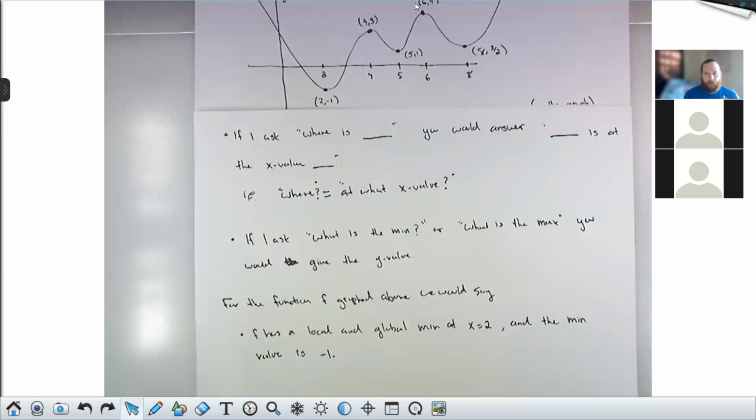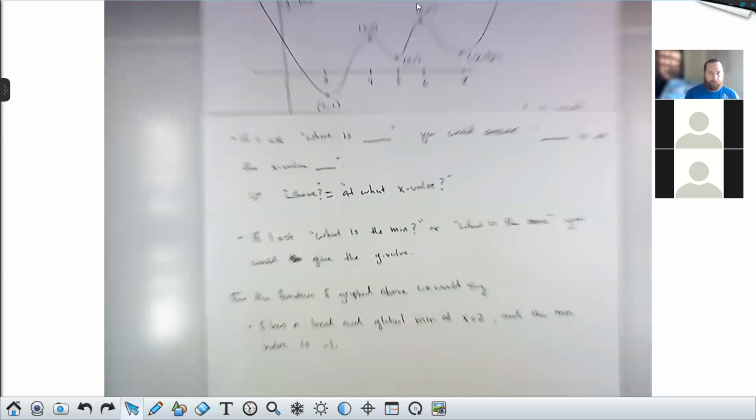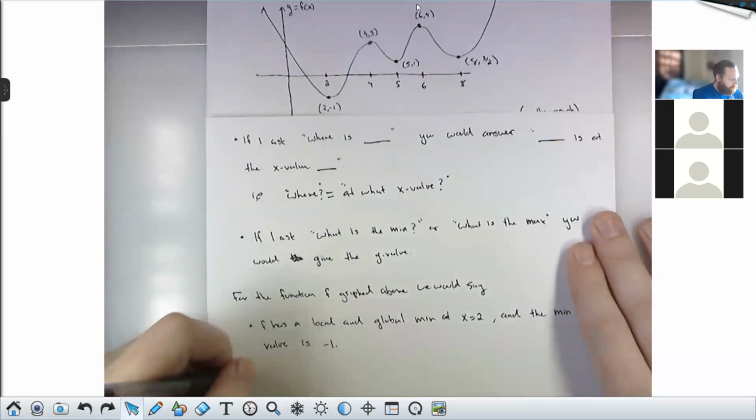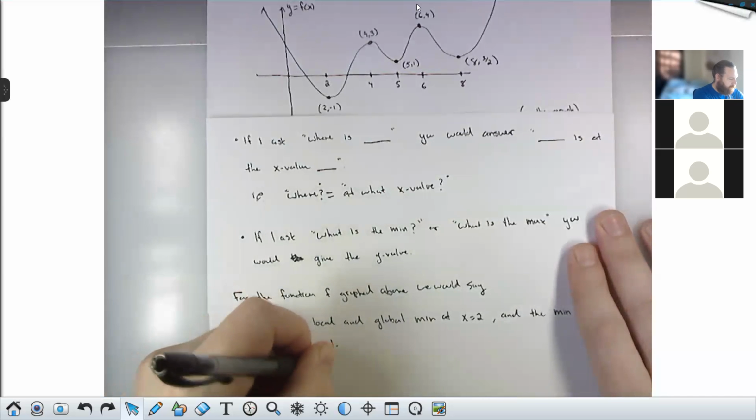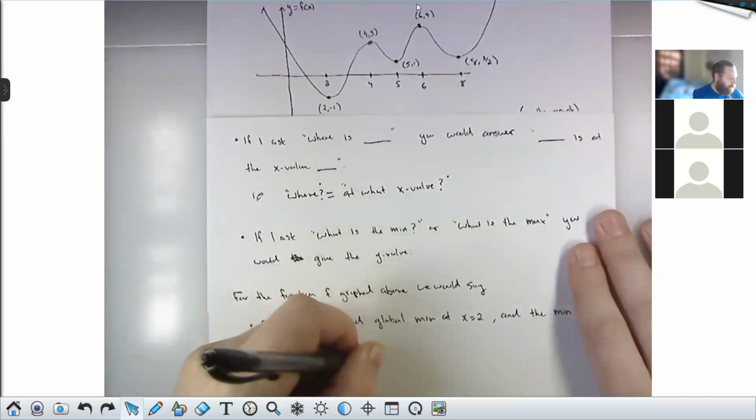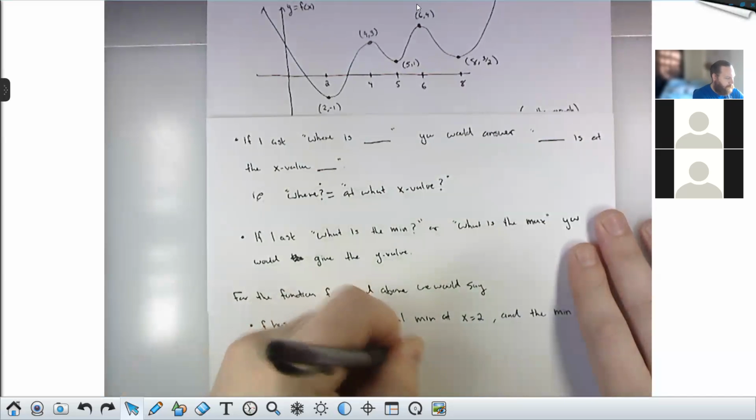We could similarly describe what's going on at 6,4. Let's just do all of them, right? F has a local max at x equals 4.